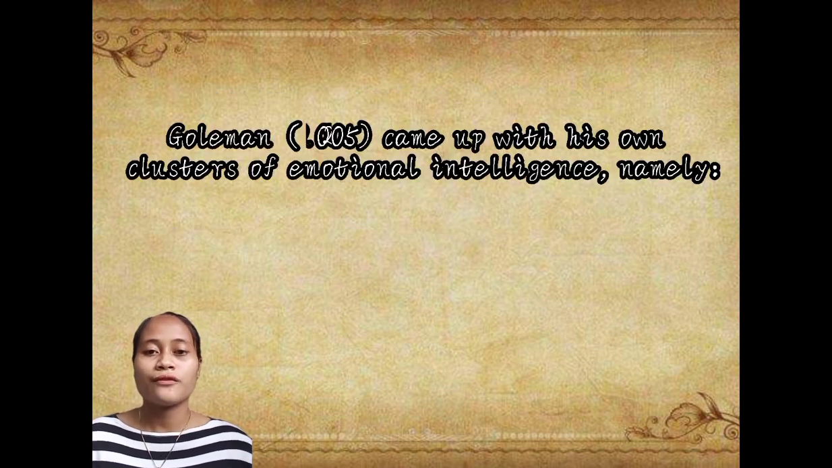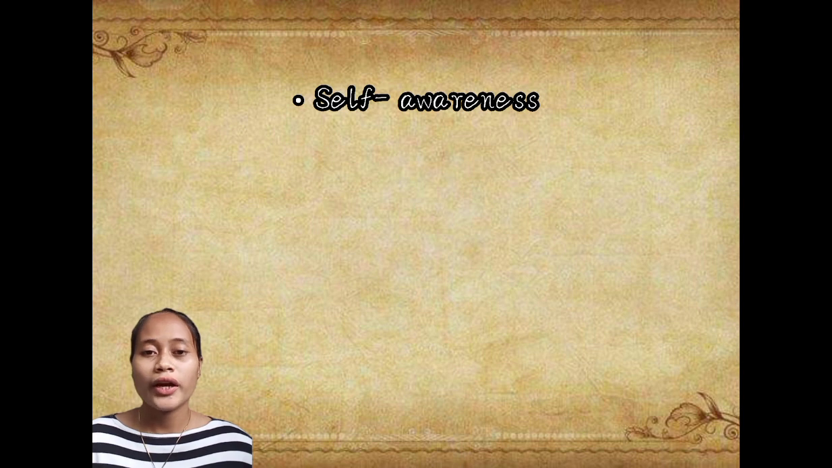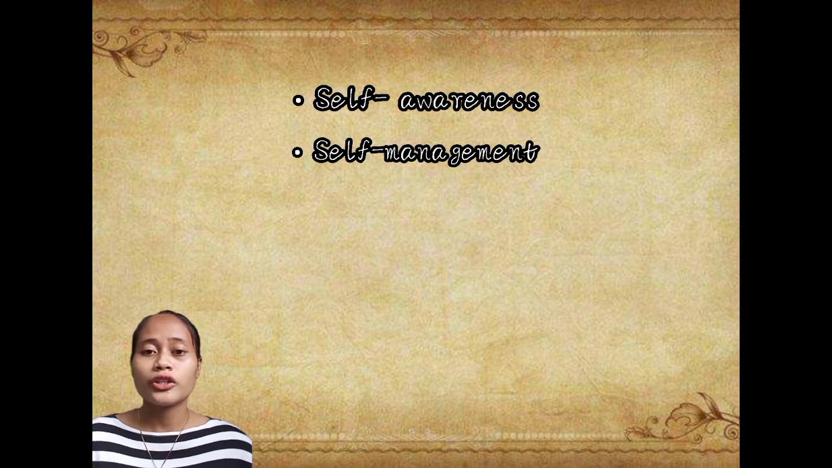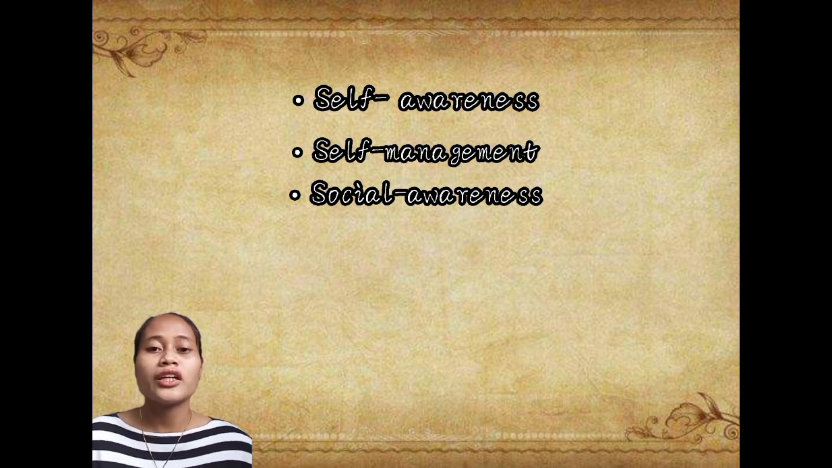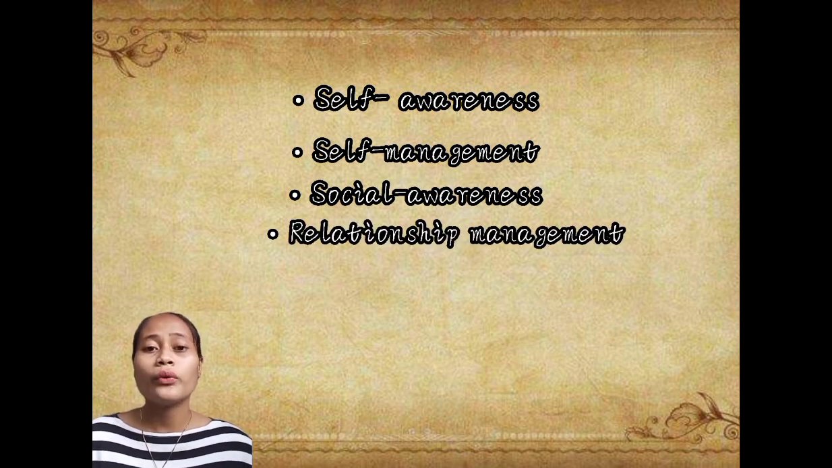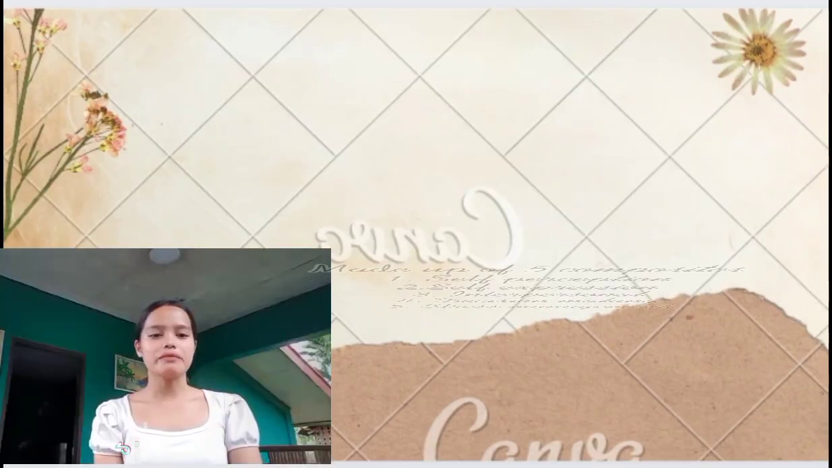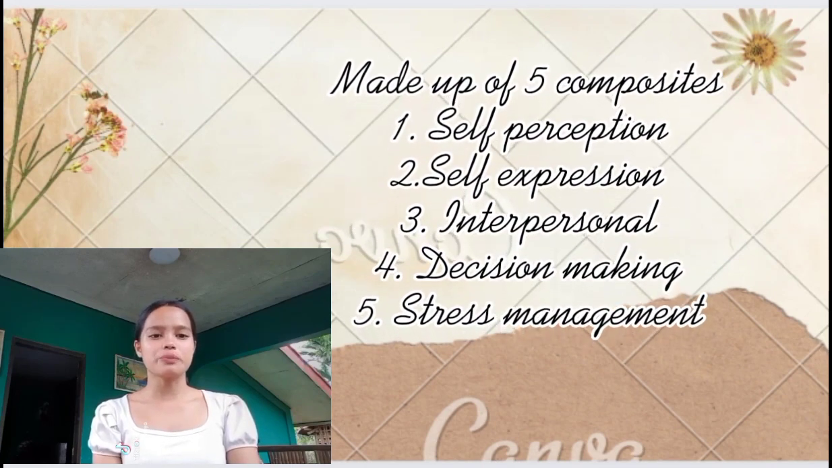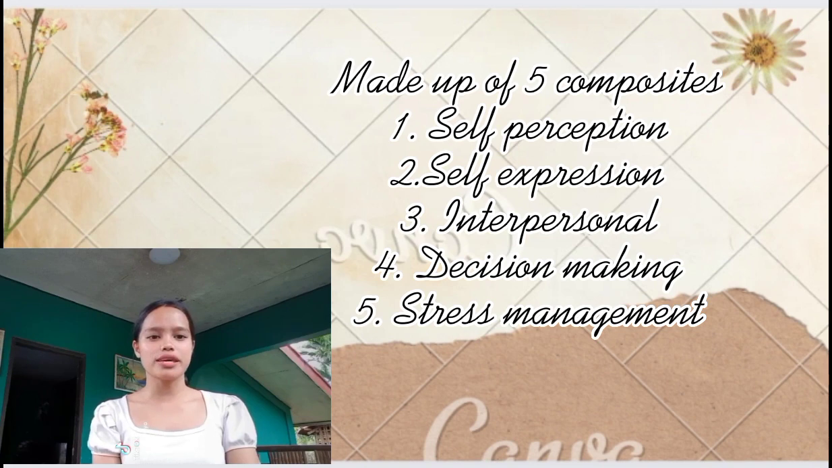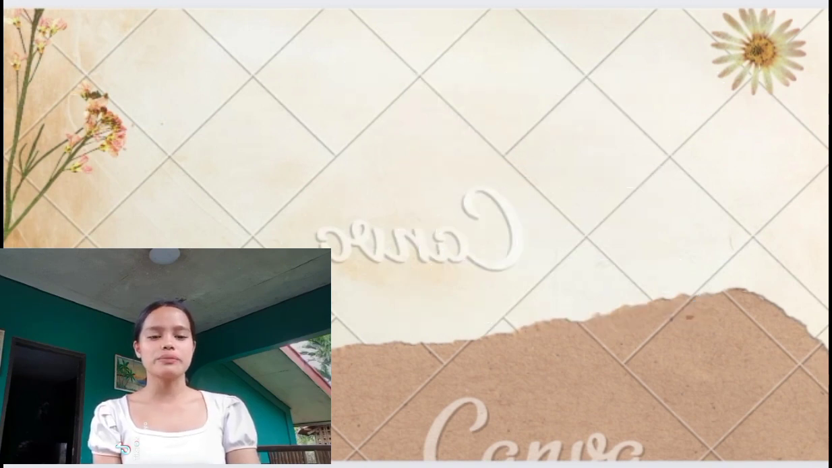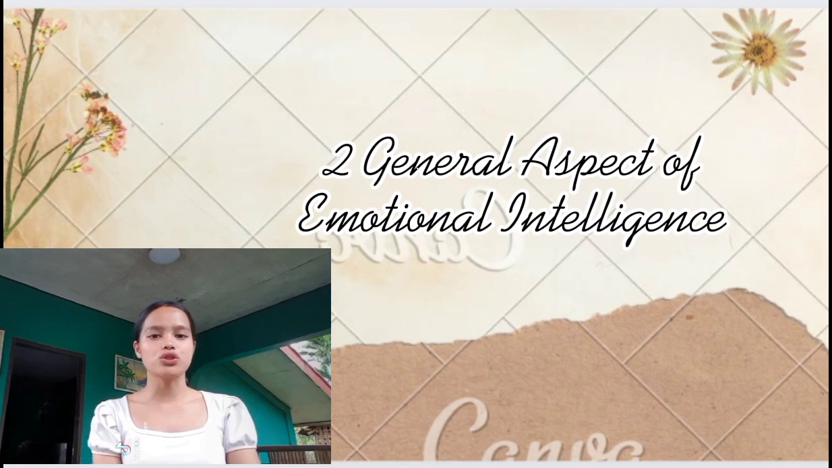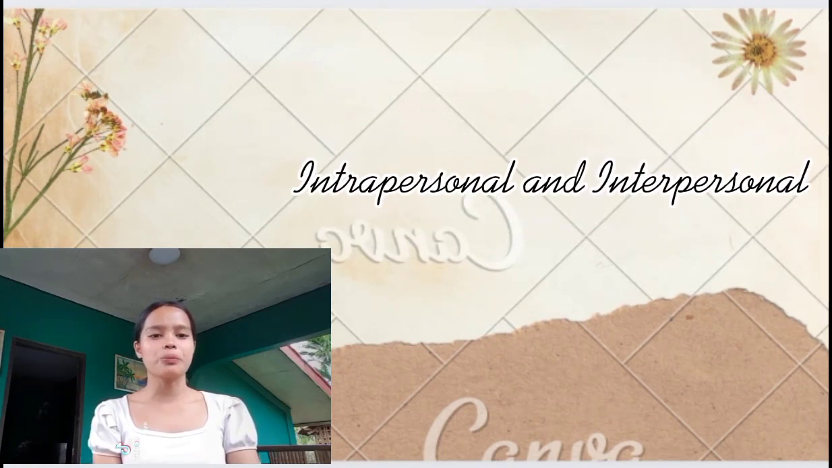Goleman's Model, 2005, came up with his own clusters of emotional intelligence, namely self-awareness, ability to focus on yourself; self-management, ability to regulate your emotions; social awareness, ability to take the perspective of others; and relationship management, a process on how we interact with others. Bar-On's Model 1997 is made up of 5 composites: self-perception, self-expression, interpersonal, decision-making, and stress management. These 3 models seem to underlie 2 general aspects of emotional intelligence: intrapersonal and interpersonal.